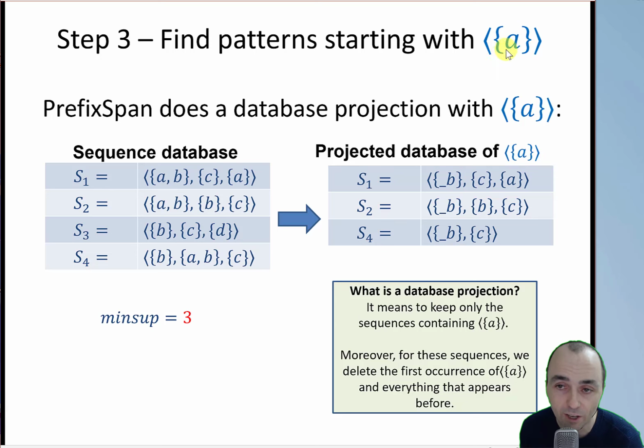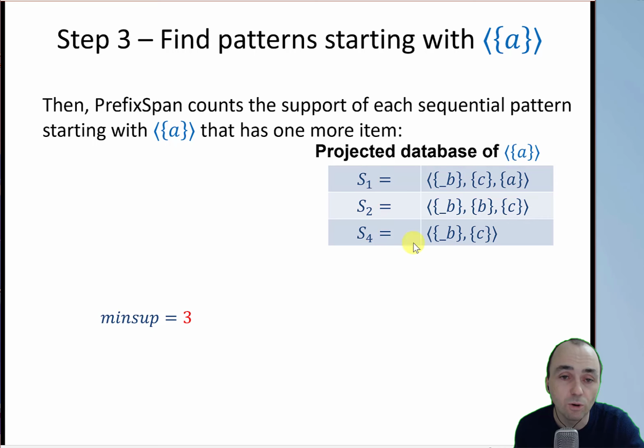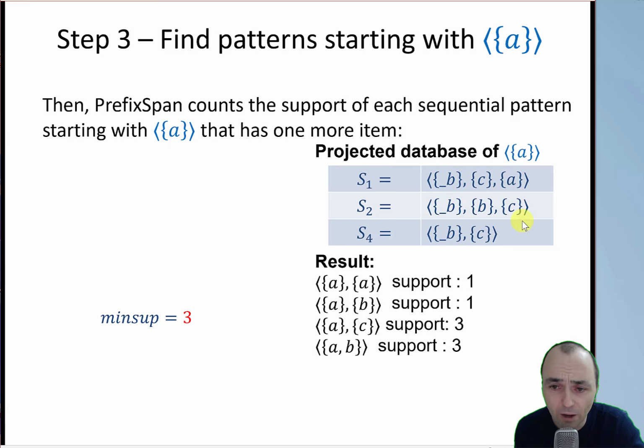So now we look at the pattern A. We want to find the patterns that start with A. First we take the database and do a projection by A. We keep only the sequences that start with A or have an A inside, and we delete everything before, including the A. So this is the result here. We have this projected database of A. Then PrefixSpan will read this database, which is smaller than the original database, to count how many times each item appears.